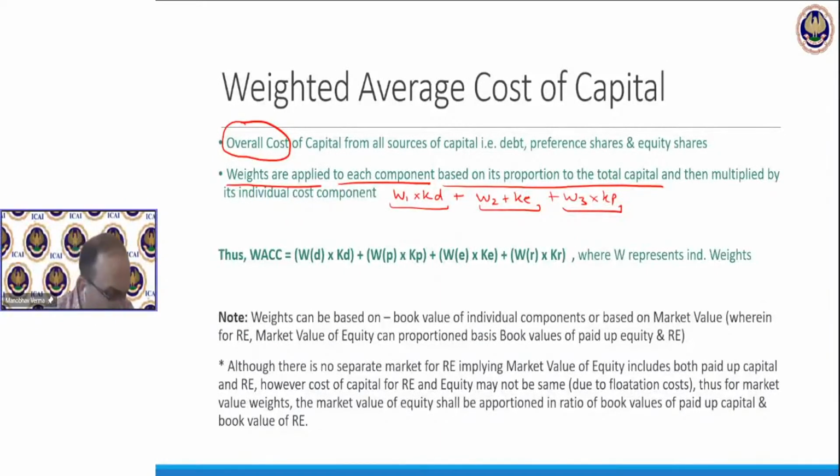Now, the interesting point is how we calculate the weights of the individual components. How do we calculate weights? Weights can be used either from the perspective of the book value of individual components, or the other way around, the market value.